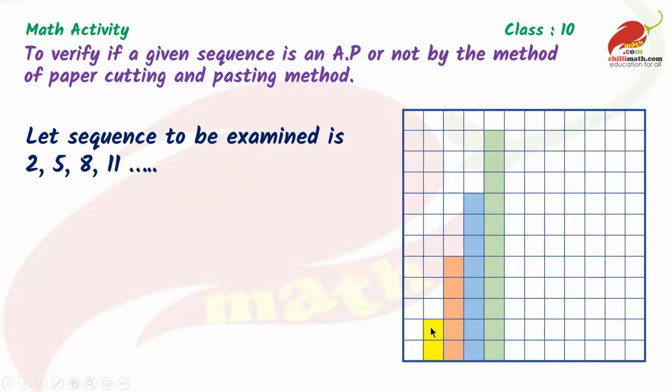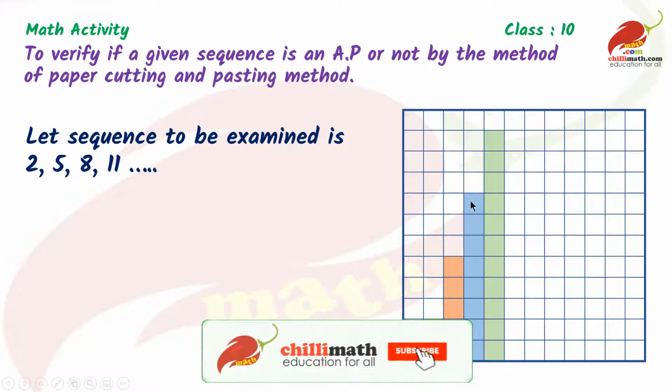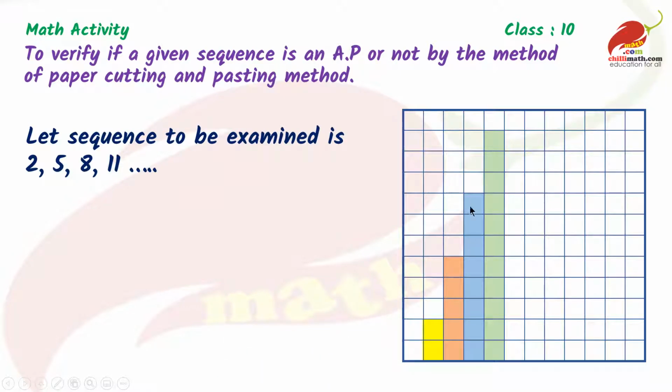The difference of height in first and second is equal to 3. In second and third, the difference of height is also 3. In third and fourth, again the difference of height is 3. So in each case the difference of height is the same. So we can say this sequence is an AP.